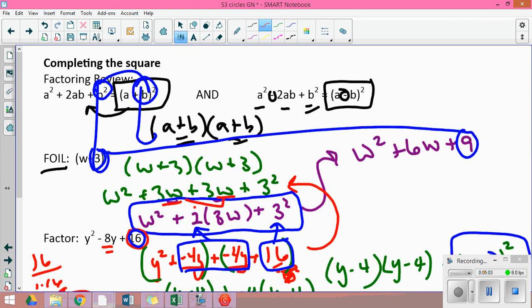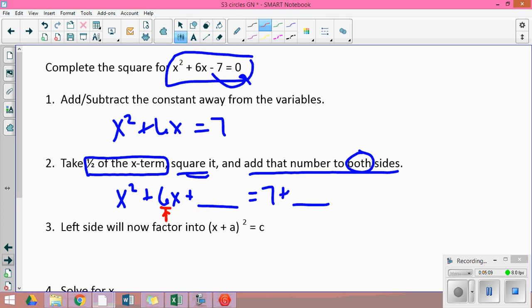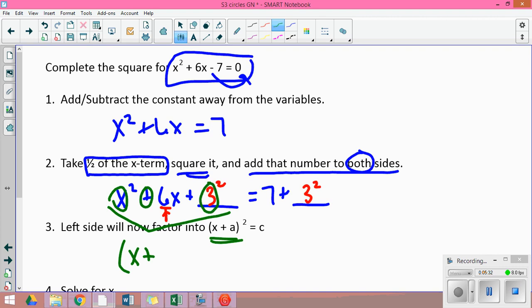Remember, this 2, I have to undo that 2. Half is 3, square 3, and I'm going to literally write 3 squared right there, not 9, and you'll see why in a minute. This, now, without thinking, because I built it so, will factor into this. And so I can take the square root of the first term, the sign in the middle, and the square root of the second term, the quantity squared. That will be equal to 7 plus 9, which is 16.